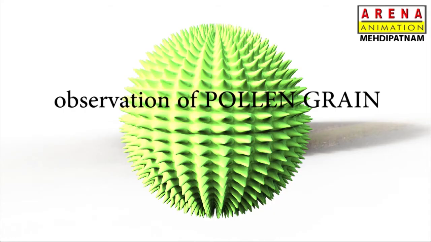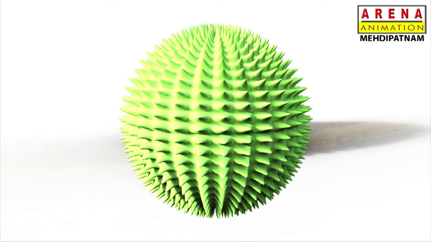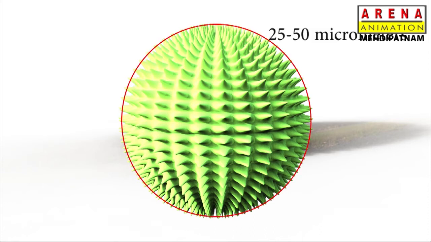Observation of pollen grain. The study of pollen grain is called palynology. It is the male gamete which is involved in fertilization. It is a spherical, ball-like structure and measures 25 to 50 micrometers in diameter.